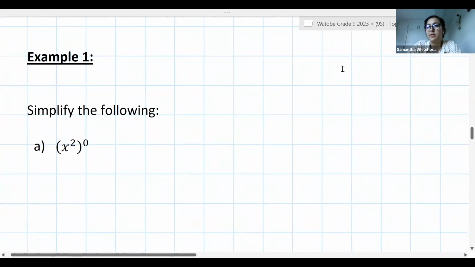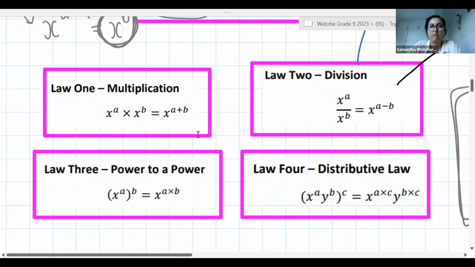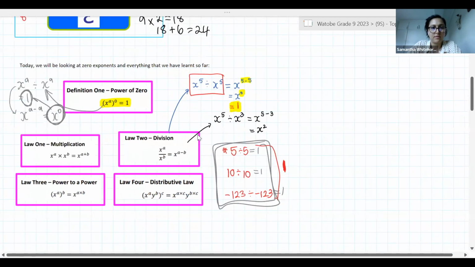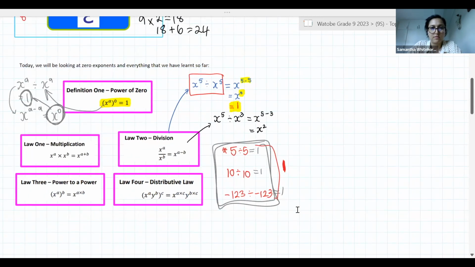Before I do that, Ivana, I see your hand. Question? Ma'am, if you go back to where you were doing the examples, you said negative 125 divided by negative 125. Are you allowed to put two signs next to each other?